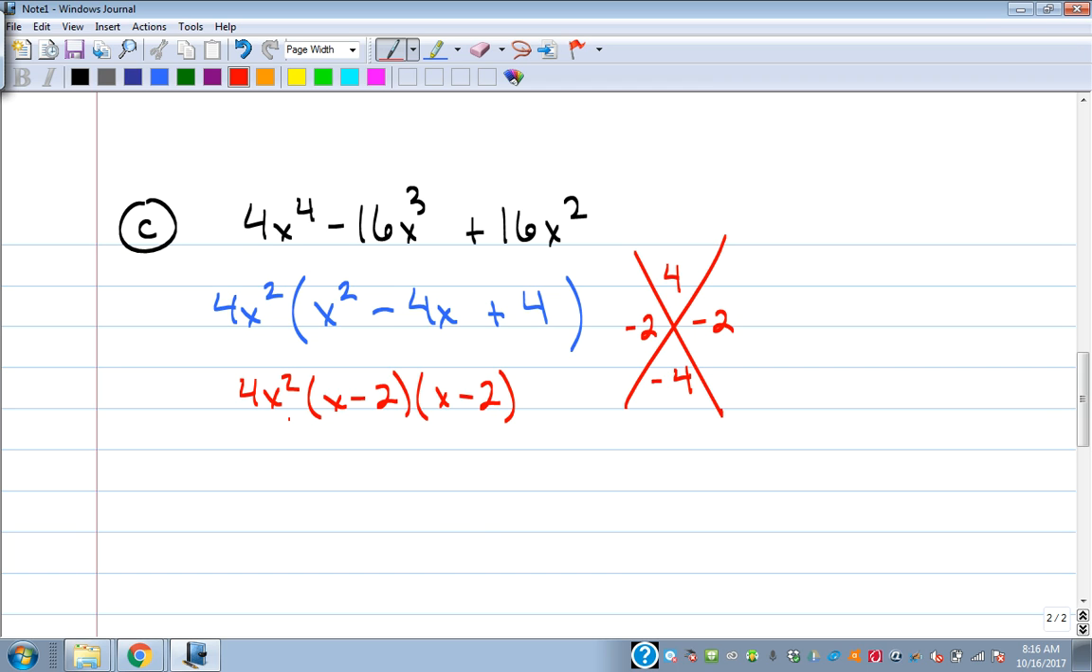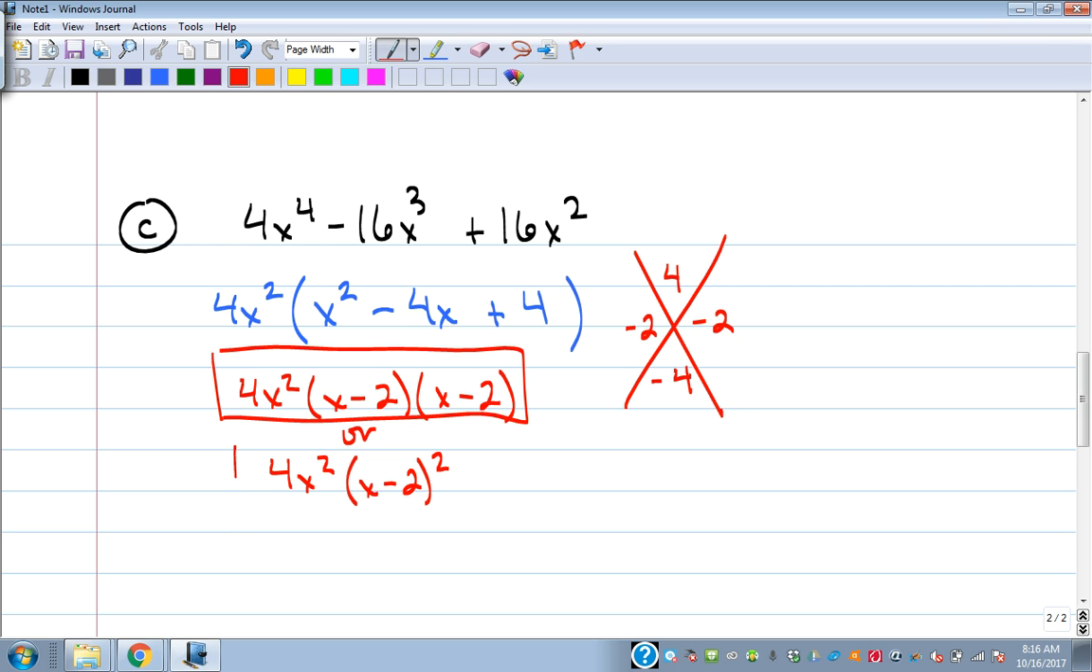You can write it that way, or how else could we write it? Yeah, we could do this. Either of those is correct. I would take either one of those for sure. If we're going to solve, this way may be better, but we'll get there in just a little bit.